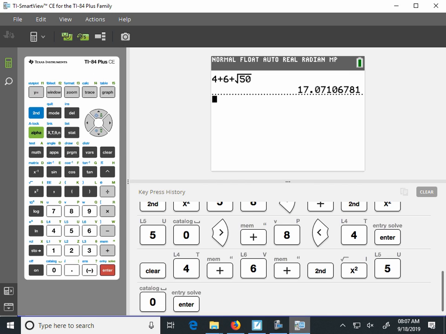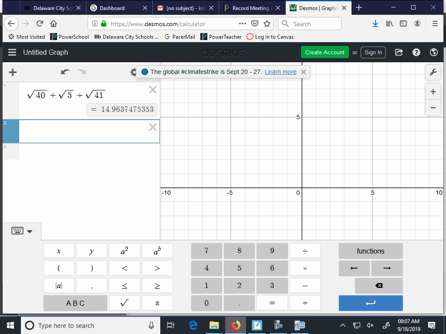So when we round it to the nearest 100, that's how many decimal places? 2, right? So go 1, 2, go next door. What does that 3 do to the 6? 6. So that would be 14.96.